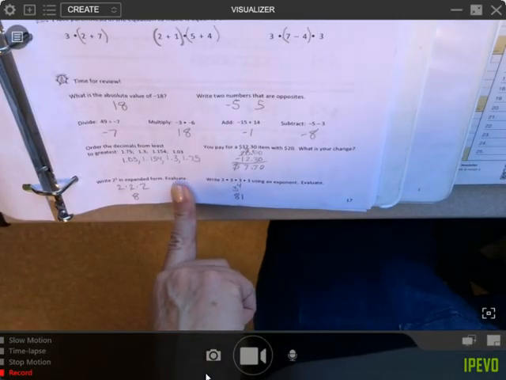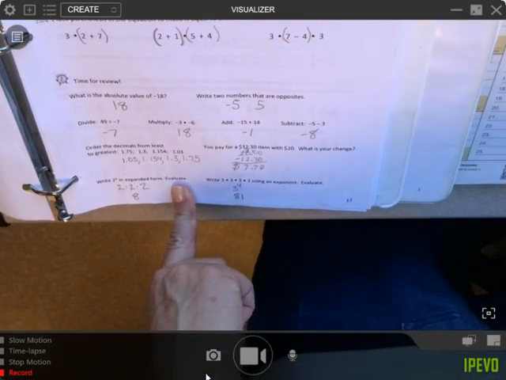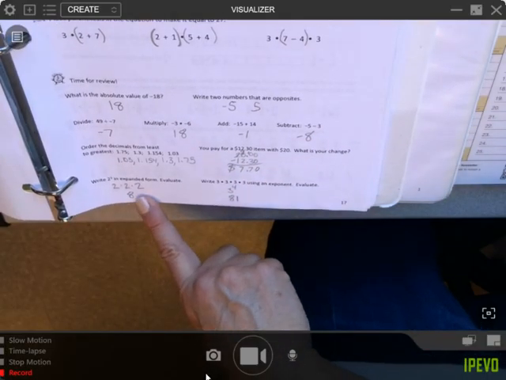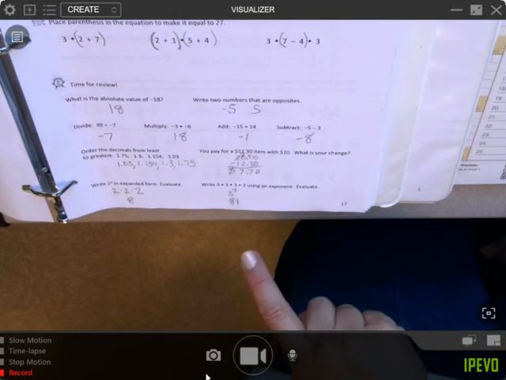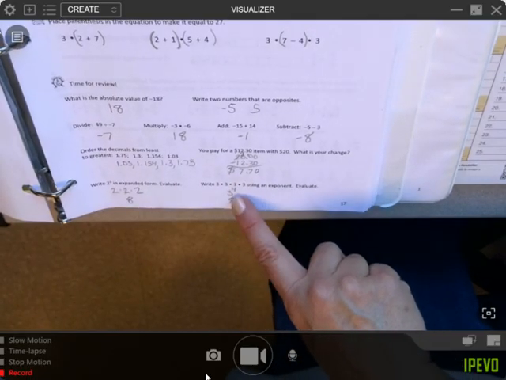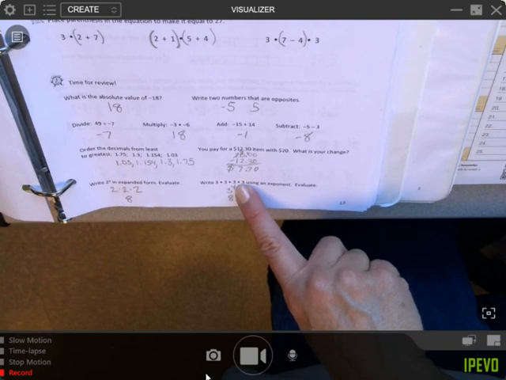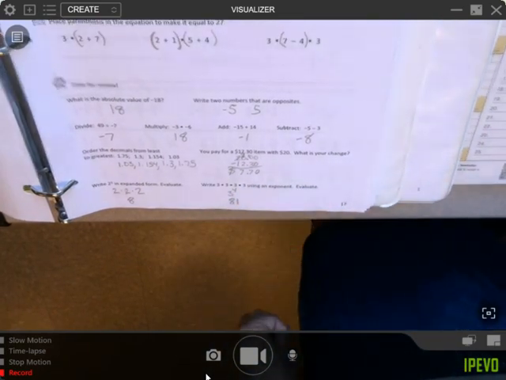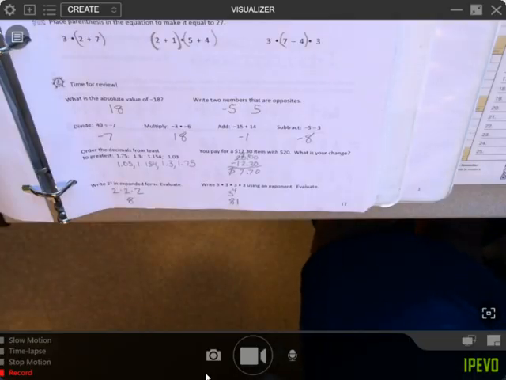Evaluate on the practice test. On the real test, it will say evaluate. You need to make sure to do the math. 2 times 2 times 2 is 8. Then we have 3 times 3 times 3 times 3. Write it as an exponent, so 3 to the fourth power. Then evaluate it. It is 81. Any questions on the review?